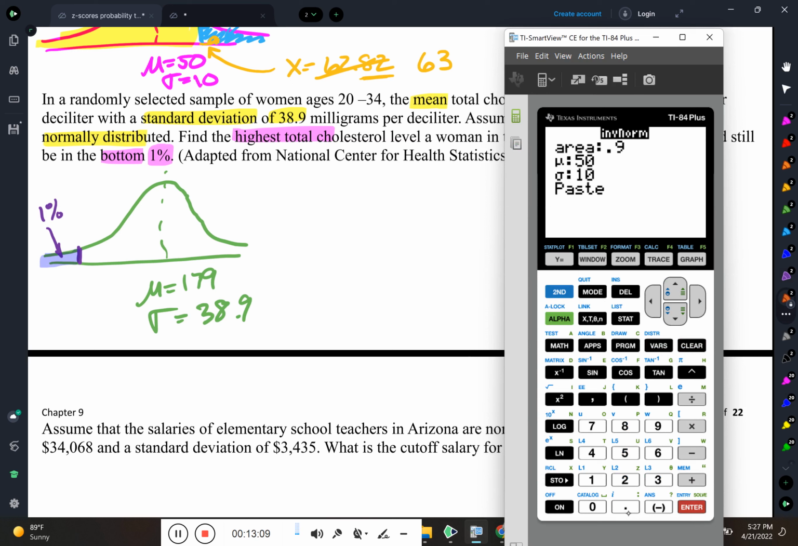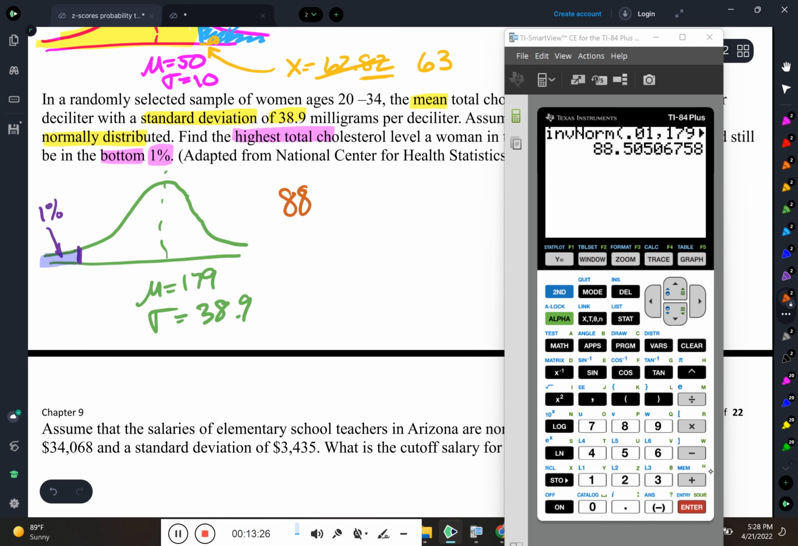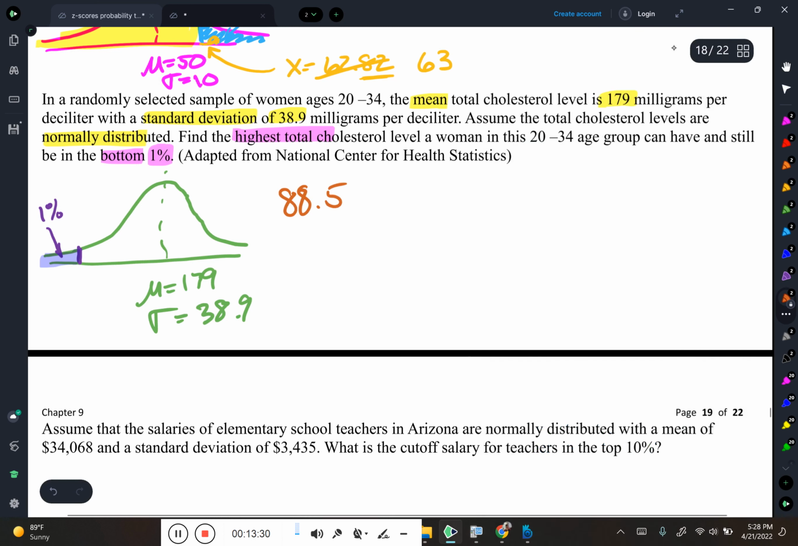The area that I want is 0.01, 1%. My mean is 179. My standard deviation is 38.9. Paste that back in, and I get 88.5. So the highest possible total cholesterol that someone could have and still be in that bottom 1% is 88.5.